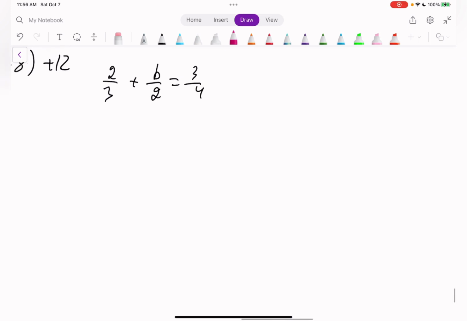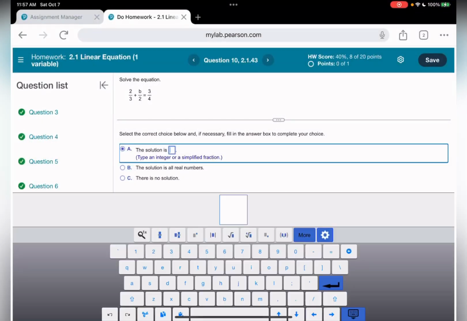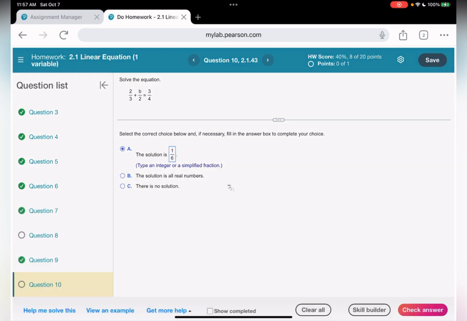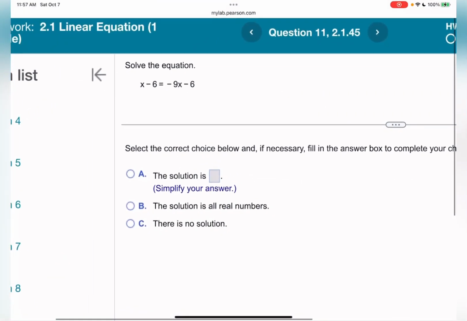The 12, 3 times 4, right? To get 12, meaning here also by 4. 2 times 6 to get 12. That means here also 6. 4 times 3, also 3. So we get 12, 12, 12. Dropping, we get 8 plus 6b equal 9. So 6b is equal 9 minus 8, right? 6b is equal 1. And we divide by 6, divide by 6. This is gone. And b is equal 1 over 6. Well, okay, this is too easy.